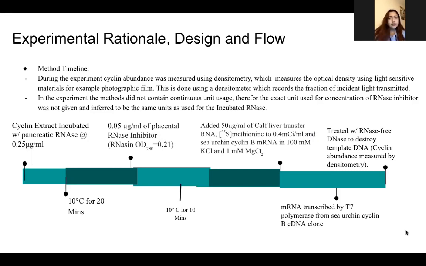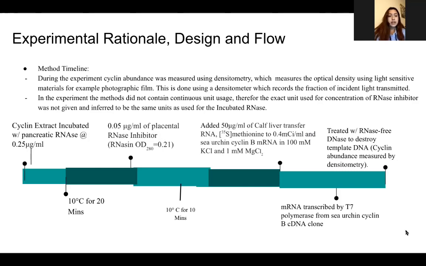While looking at the flowchart, this experiment starts with an incubated cyclin extract of pancreatic RNase at a concentration of 0.25 micrograms per milliliter, which is incubated at a temperature of 10 degrees Celsius for 20 minutes. After which, 0.05 micrograms per milliliter of placental RNase inhibitor is added to the sample, which is then incubated for an additional 10 minutes at 10 degrees Celsius.